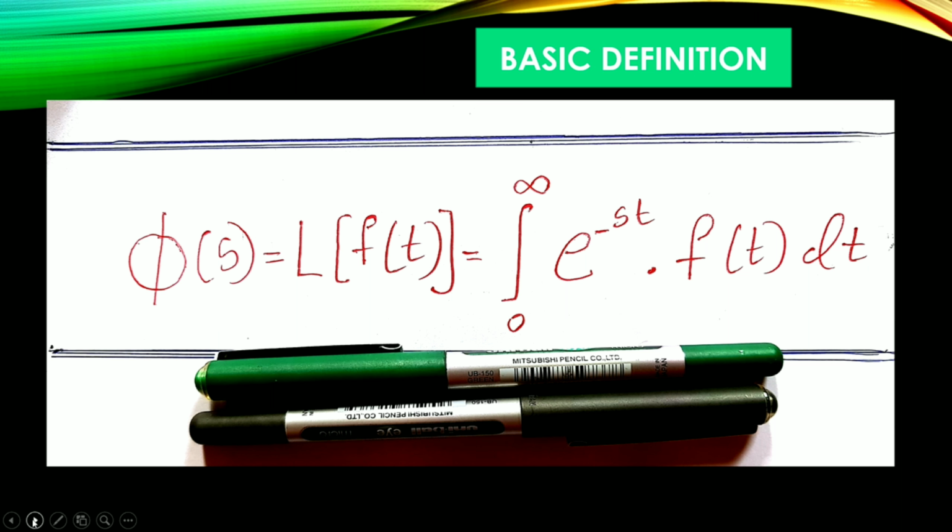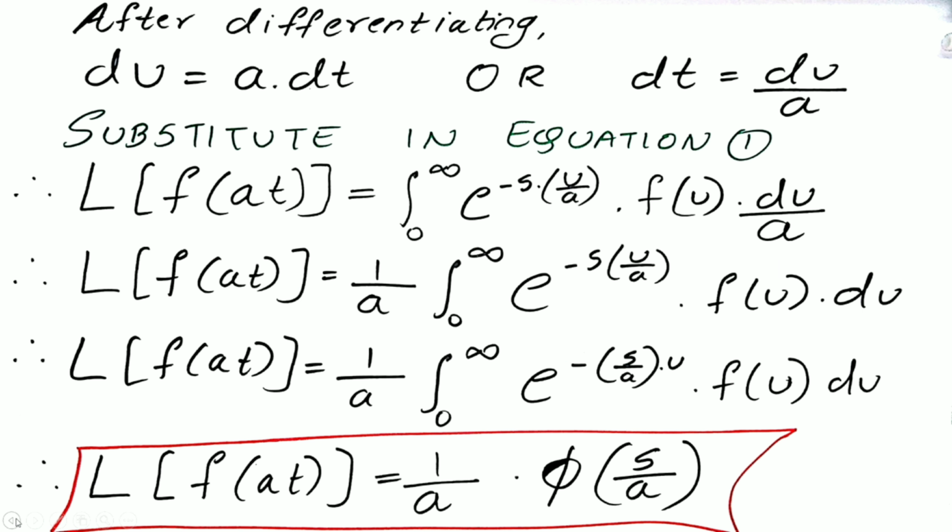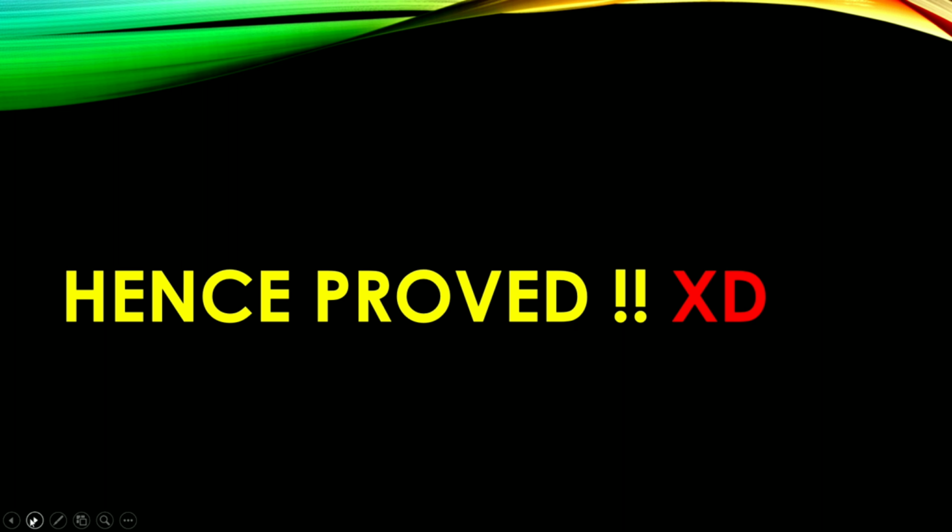Just observe over here. The power of e is s and t, but the main emphasis is on s. Therefore, you can write it as phi of s. I know this is lame, but just to remember, you can do this. And over here, the power of e is s upon a. Therefore, just write phi of s upon a. So phi of s upon a can be defined as this, and therefore this is the proof. This is how you can try to remember it and solve it. Therefore, L of f of at is equal to 1 upon a into phi of s upon a. And hence, proved.